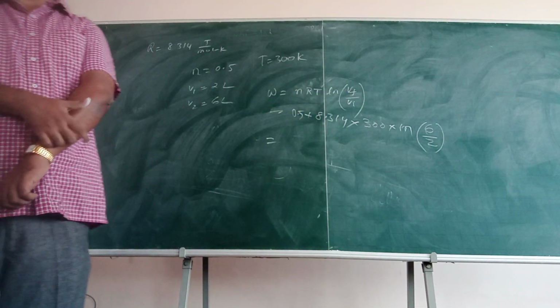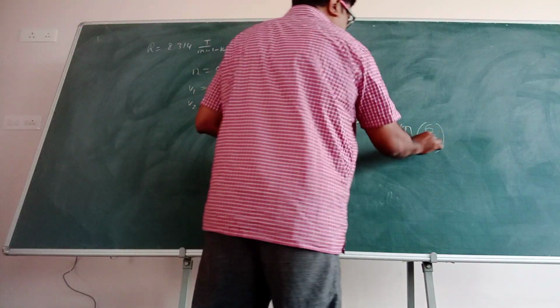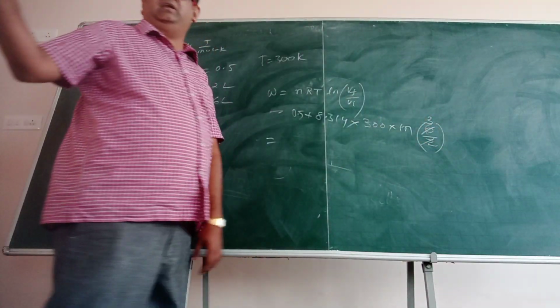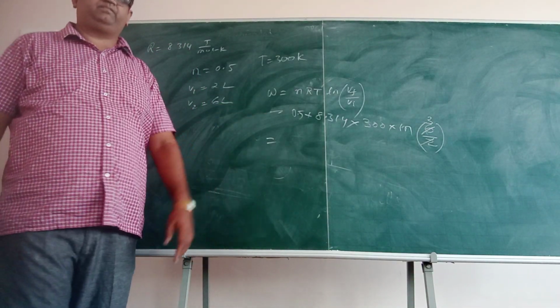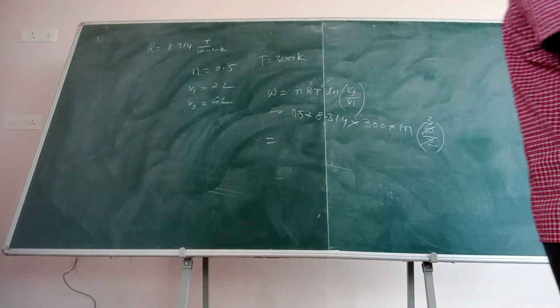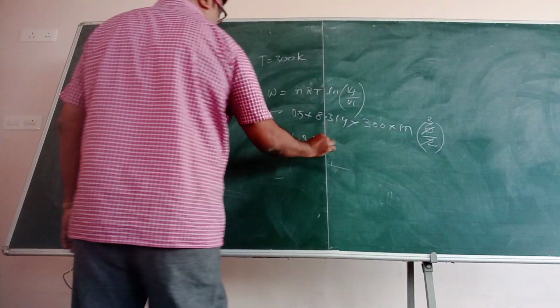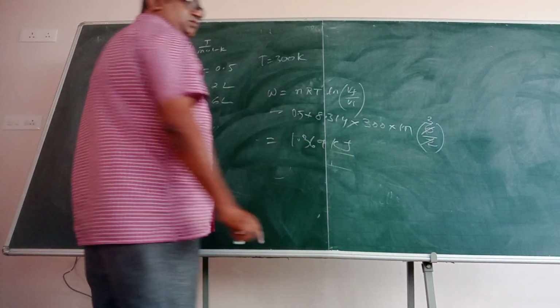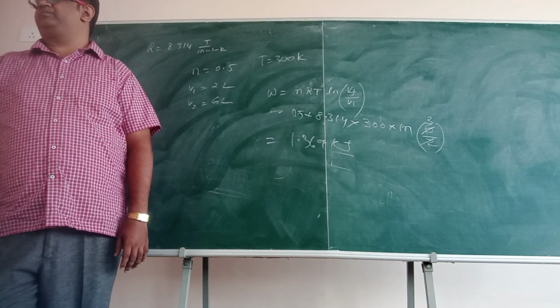In this question he has not given you the value of ln 3. At least ln2, ln3 and ln5 you should remember. They will give questions like that only. So you have to calculate this, and once you calculate, you get 1.369 kilojoules. Kilo means 1000.